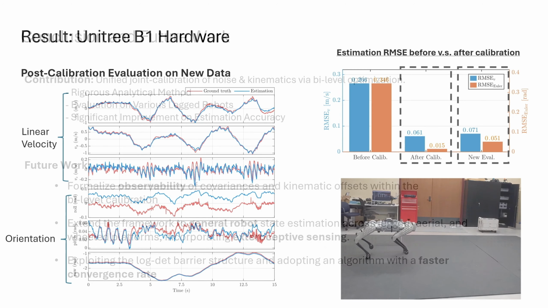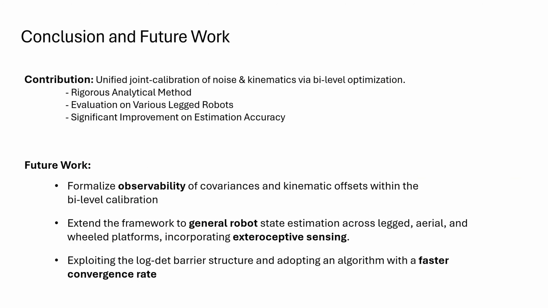To close, the key message is that we jointly calibrate noise and kinematics through a unified bi-level optimization framework, and this significantly improves state estimation. Looking ahead, we want to better understand observability, extend the framework to more general robotic systems and sensing modalities, and develop faster solvers by exploiting the problem structure more fully.